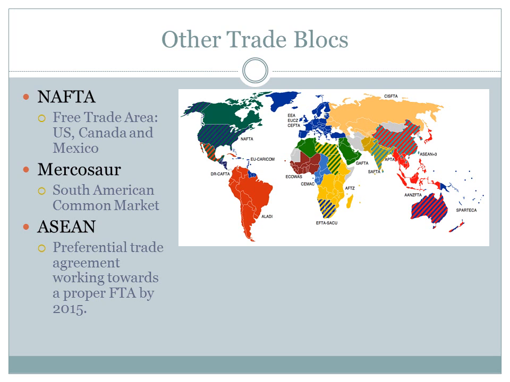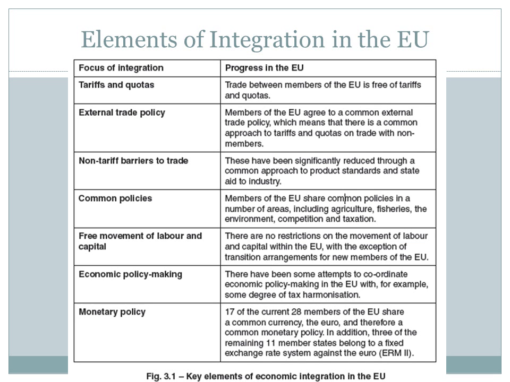Other trade blocs, regional economic groupings, include NAFTA, the North American Free Trade Area, which is a free trade area, Mercosur, a common market in South America, and ASEAN, which is pretty much a free trade area by now, with some sort of common preferential tariff, but working towards that. The extract then goes on to outline the main areas where integration in the EU has been greater than that of most other trade blocs.